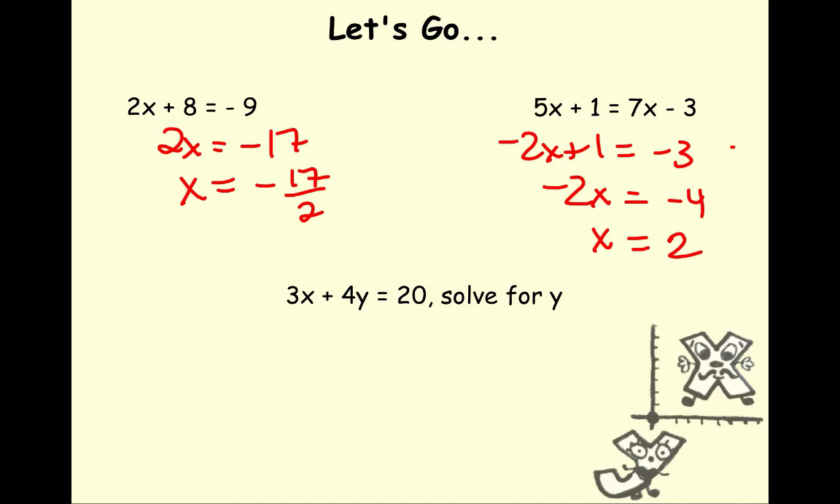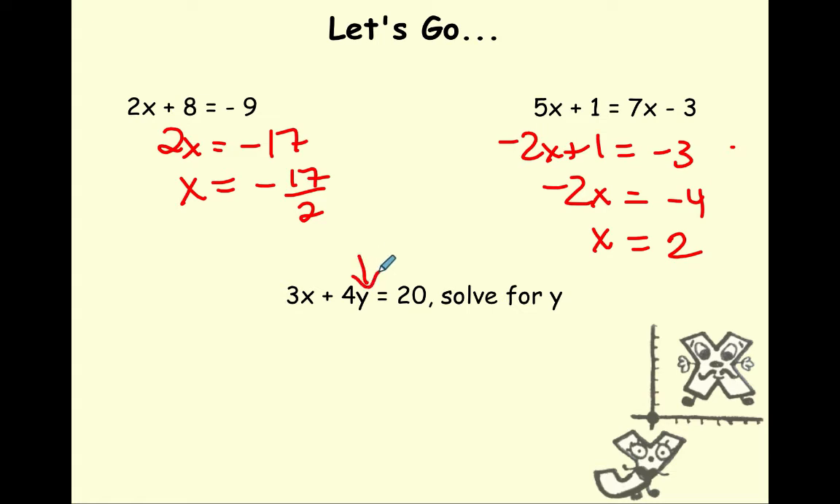Okay, and now here we have an equation, and we're going to solve for y. Sometimes in Algebra 1 they call it literal equations. But, whatever. Solve for y just means get y all by itself. So, what do I got to get rid of in order to get y by itself?